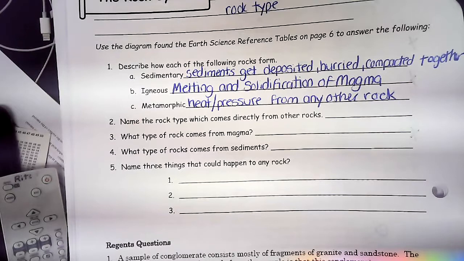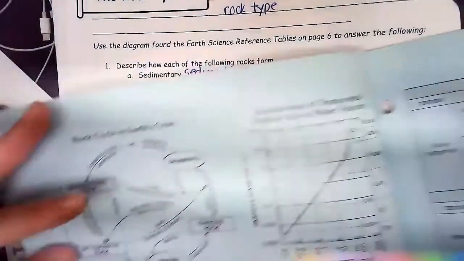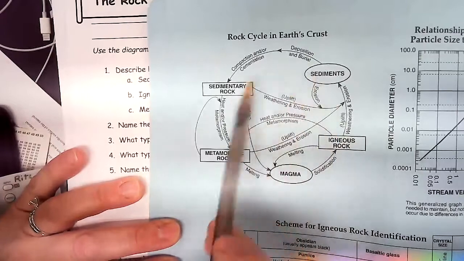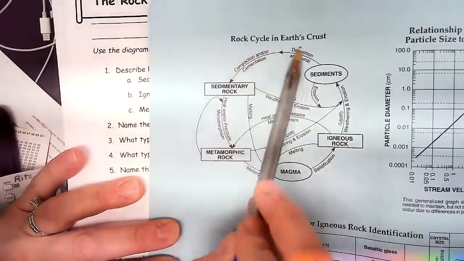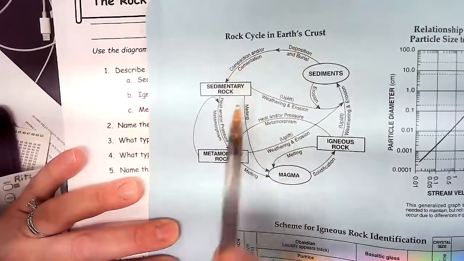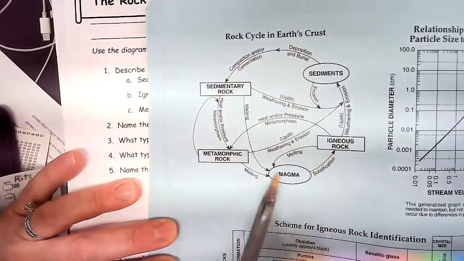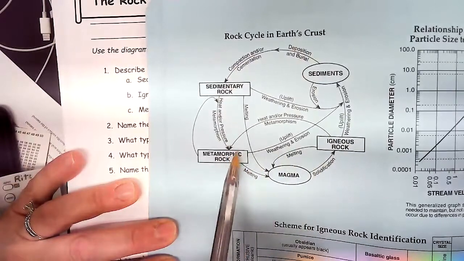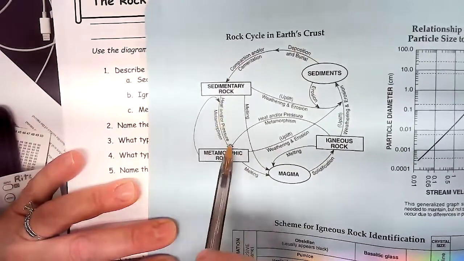I want to remind you of how you know this stuff because it's not anything you have to memorize. So again, you just have to read these backwards. So sedimentary rocks, read it backwards, are from sediments that get deposited, buried, compacted, and cemented together. Igneous rocks are when we have melted into magma and solidification, and metamorphic, read it backwards, are from heat and pressure.